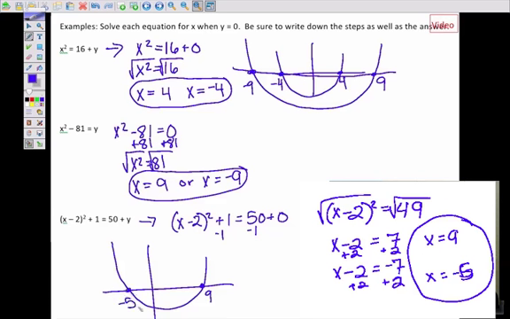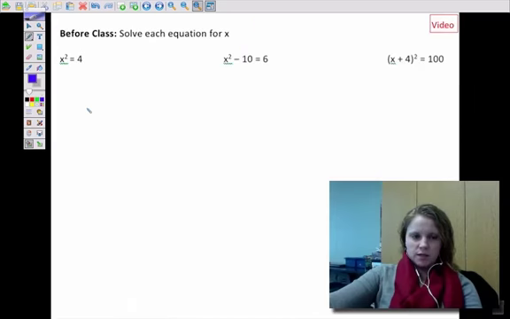All right. So if you need to, take some time, look through that, and then use that to try to solve these three equations for class.